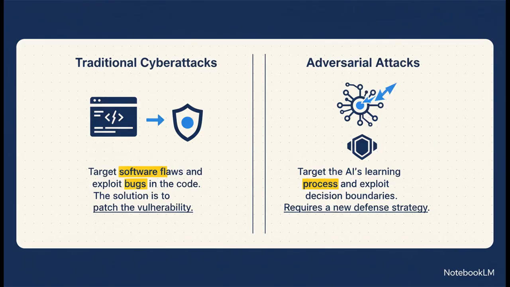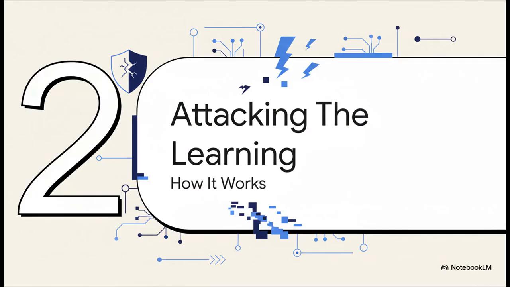And this is really the key takeaway for anyone in a leadership position. Traditional cyber attacks, they go after bugs in the code. Your team can find those and patch them. But adversarial attacks, they target the AI's learning process itself. There is no simple patch for that. This forces us to completely rethink our entire security strategy. Okay, so to build that new defense, we first have to really get our heads around how these attacks work. They go right to the heart of how AI learns from data in the first place.